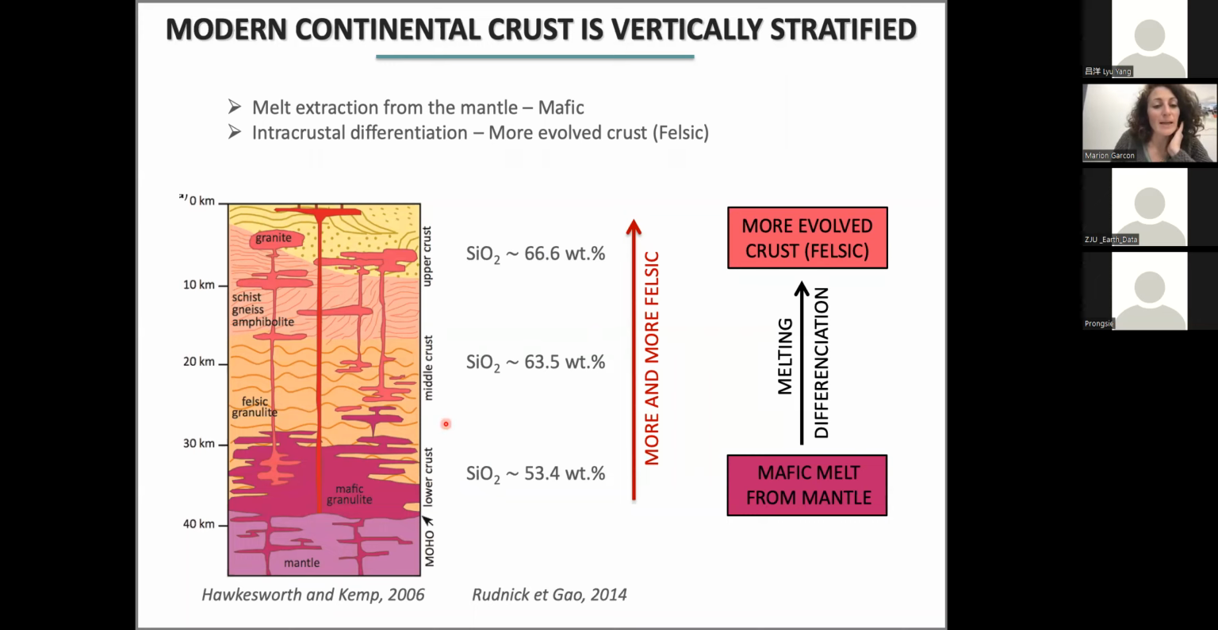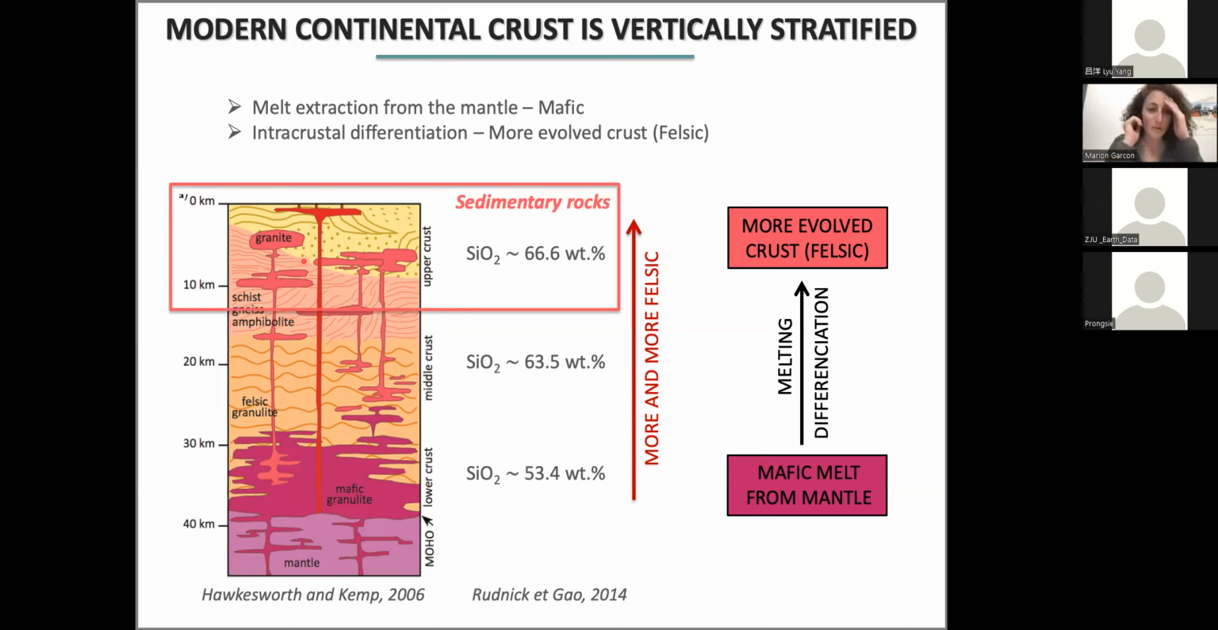So basically, mostly mafic melt directly extracted from the mantle at the base. And then the crust goes through several melting and differentiation events, which is what I show here by this arrow, to reach much more evolved compositions, which are more felsic, on the upper level.